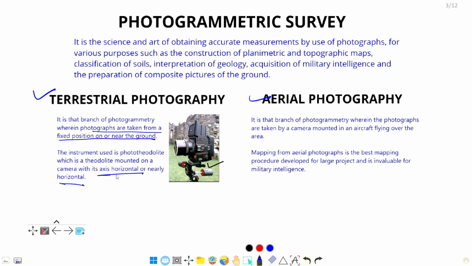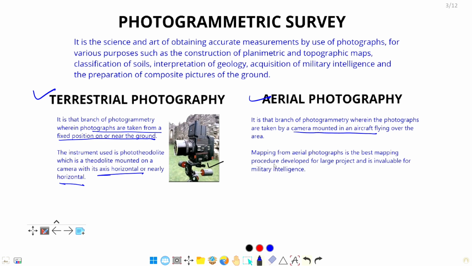With the help of a terrestrial photograph, we capture the side view of the image. For example, we will see the side view of the height of the object with the help of a terrestrial photograph. In aerial photography, photography is done with the help of a camera mounted on an aircraft. Not only aircraft, nowadays drones are also used, but in general we say aerial photography is done with a camera mounted over an aircraft flying over an area.